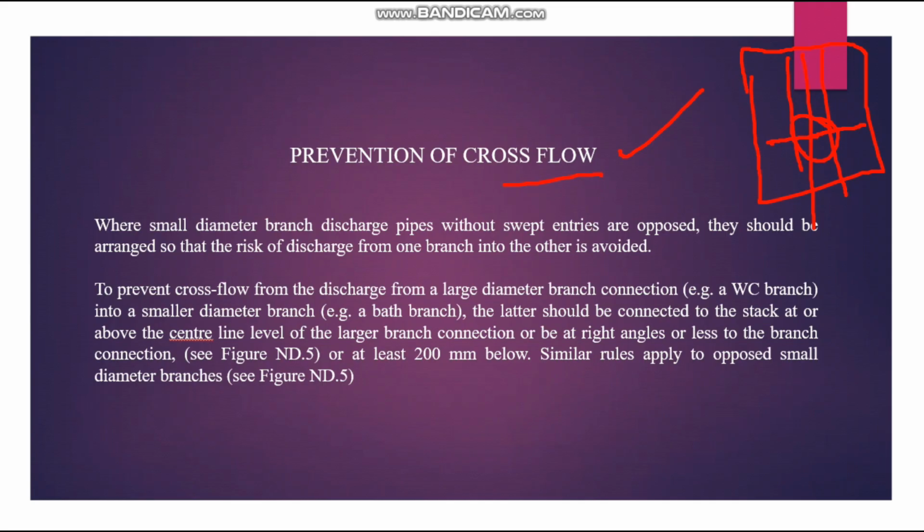To avoid this one, the standard has some important rules to prevent cross flow from the discharge from a large diameter branch connection, for example a water closet, into a small diameter branch, for example a wash basin, but the latter should be connected to the stack at or above the center line level. Okay, so there is an offset. So we have to maintain some offset between the higher diameter and lower diameter, or it should be at a right angle. Okay, so what is this requirement they are telling?